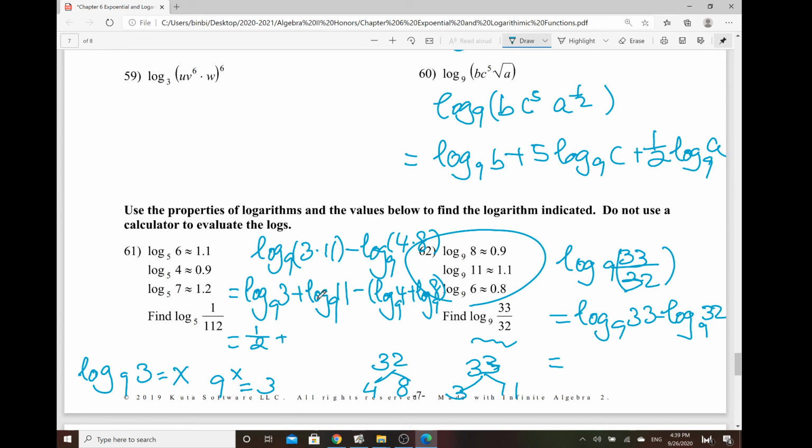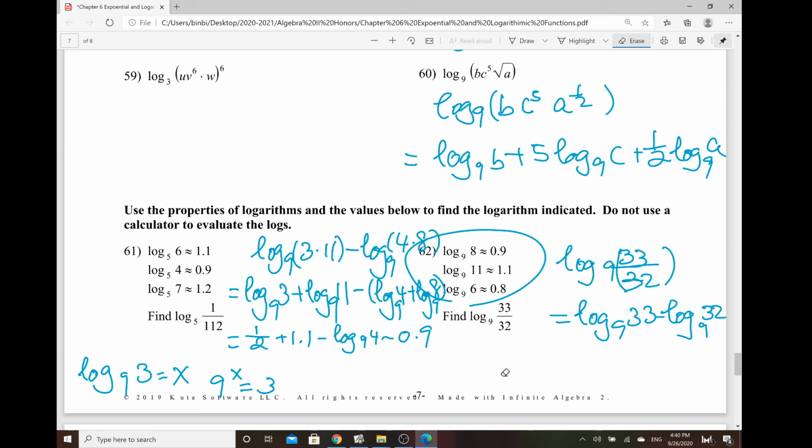So log base 9 of 3 is 1/2. The other one here, log base 9 of 11, is given already. It's 1.1, so use that number. And then minus log base 9 of 4. Well, that's something we need to figure out, something we don't know. And then log base 9 of 8, that one's given as well, which is 0.9. So minus 0.9. Try to break it apart and expand it by using the properties of logarithms. From there, we can find the solution. So now, log base 9 of 4.